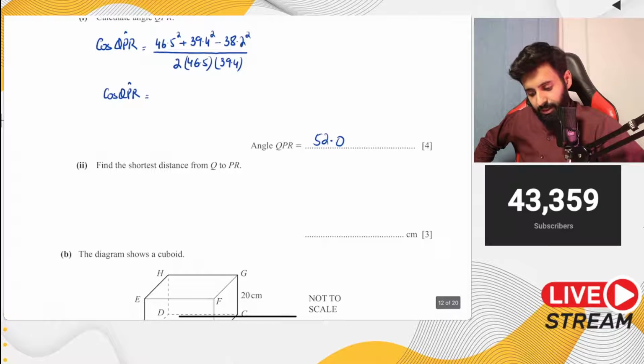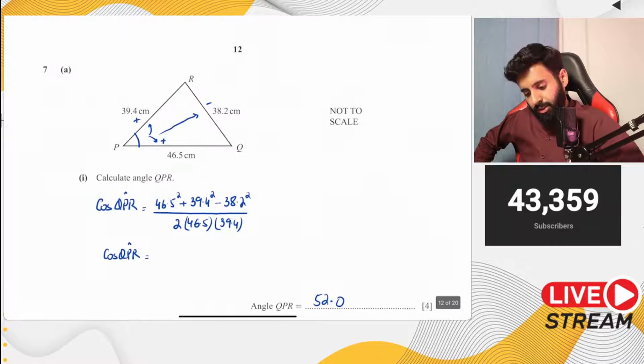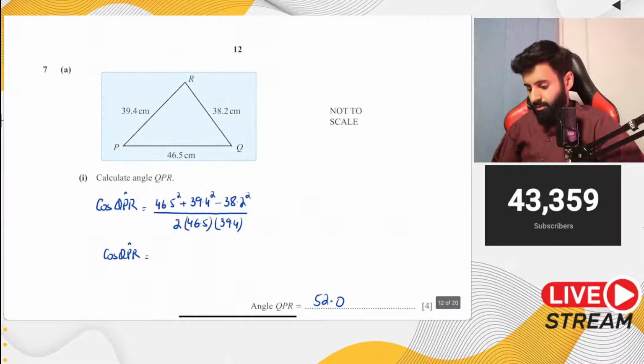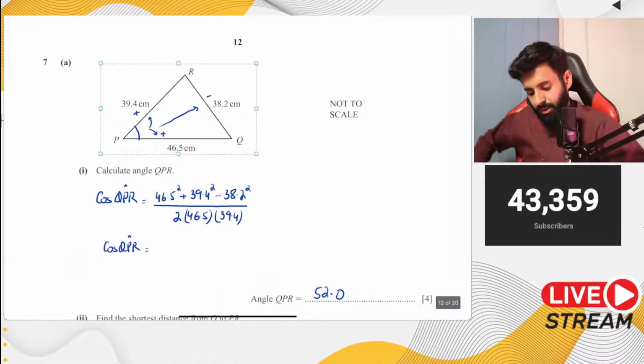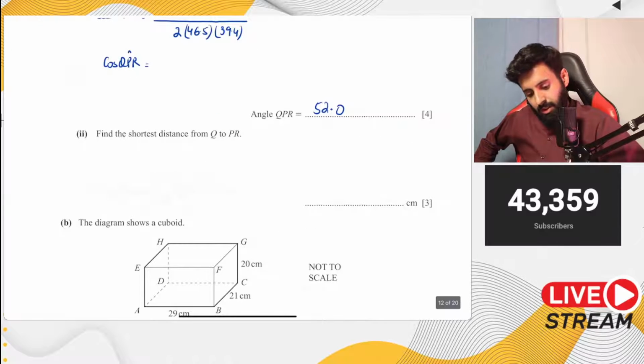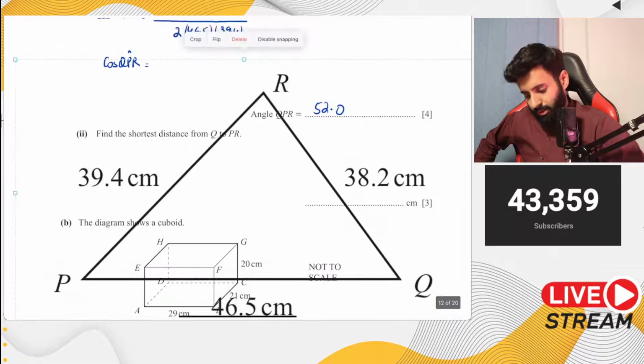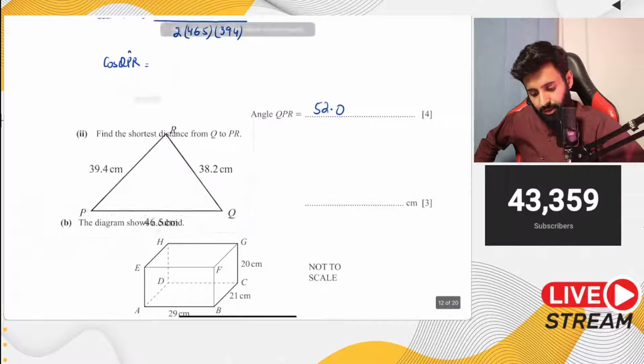Find the shortest distance from Q to PR. So what's the shortest distance? Remember, shortest distance is always the... I'll let you guys answer that. Shortest distance is always the what distance?